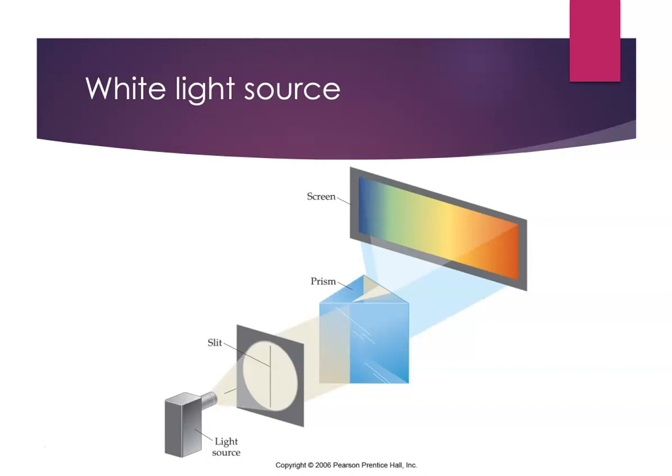Studies of light interacting with matter really led to a lot of discussion about the structure of the atom. Let's start by talking about a white light source. If we take the light from a white light source and pass it through a slit, and then pass that light through a prism, we see a full spectrum.